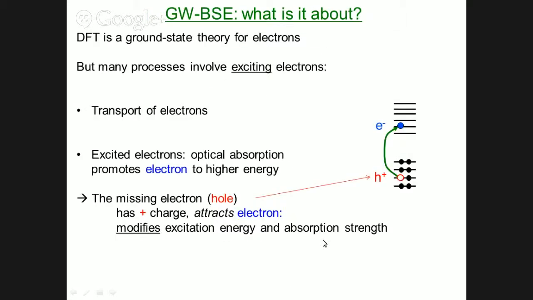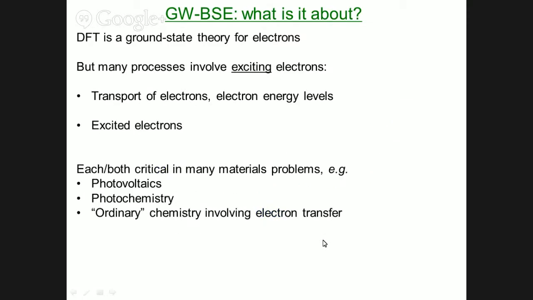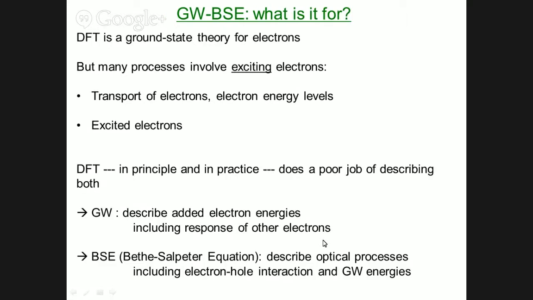Okay, so the point is, when you do optical excitation, these guys interact, and that changes the excitation energies and the absorptions. All right, so physical applications of these things are for photovoltaics, equivalently photochemistry, where light is absorbed and turned into chemical energy, or even ordinary chemistry involving transfer of electrons, because electrons will change their energy states. No light necessary. These are all problems where you have to deal with excited electrons.